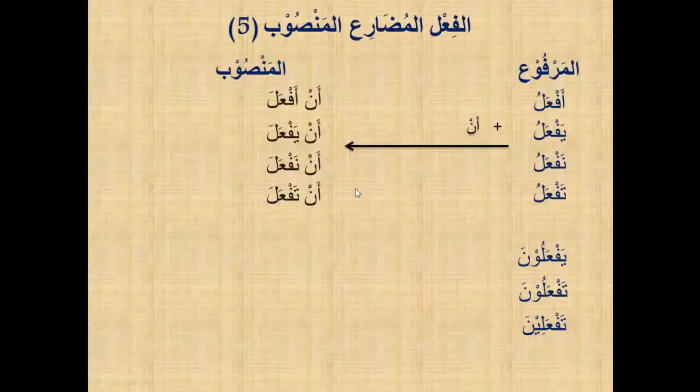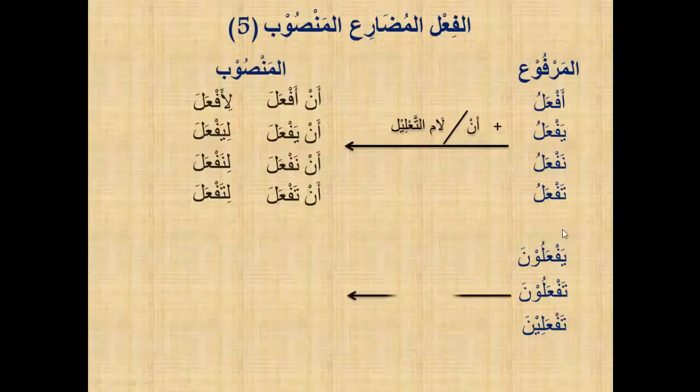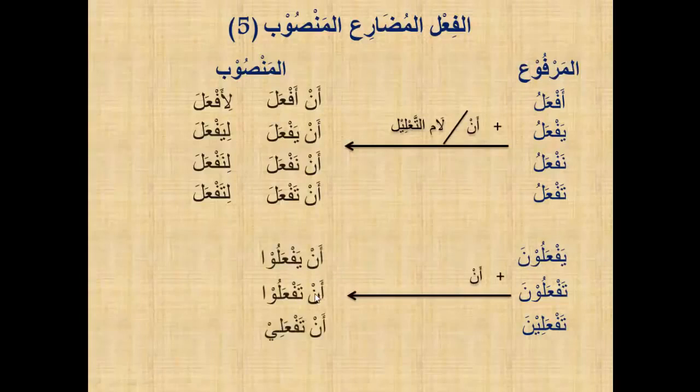What happens when we add lam ta'lil? We get لِأَفْعَلَ لِيَفْعَلَ لِنَفْعَلَ لِتَفْعَلَ. What do we notice? We notice that instead of a ضَمَّة, we have a fatha on top of every last letter of the verb. What about the bottom category? يَفْعَلُونَ تَفْعَلُونَ تَفْعَلِينَ. When we add أَن in front of each verb, we get أَن يَفْعَلُوا أَن تَفْعَلُوا أَن تَفْعَلِي. And when we add لام التعليل, we have ليفعلوا لتفعلوا لتفعلي.